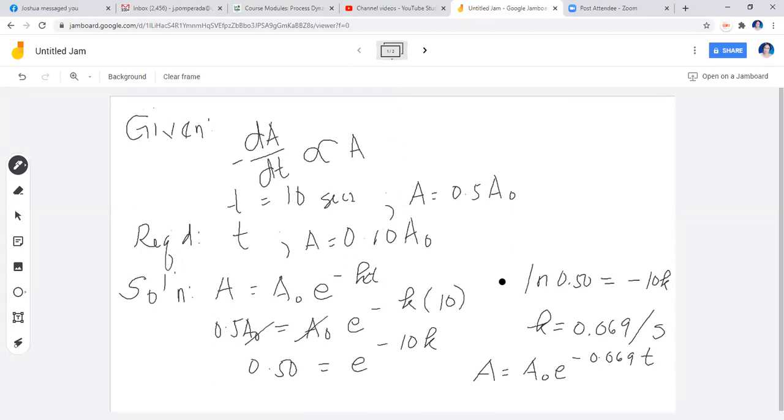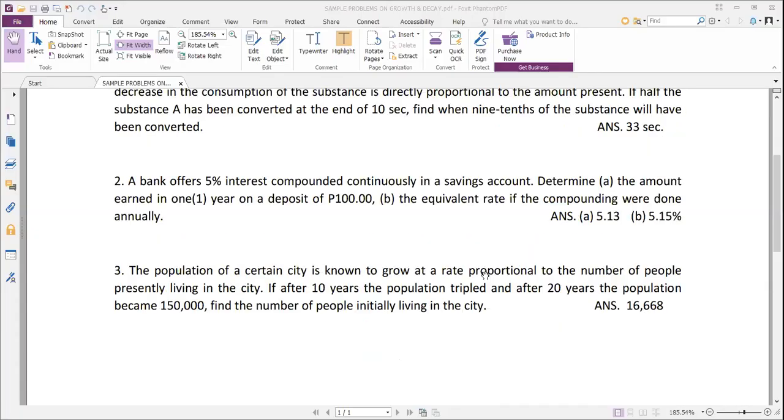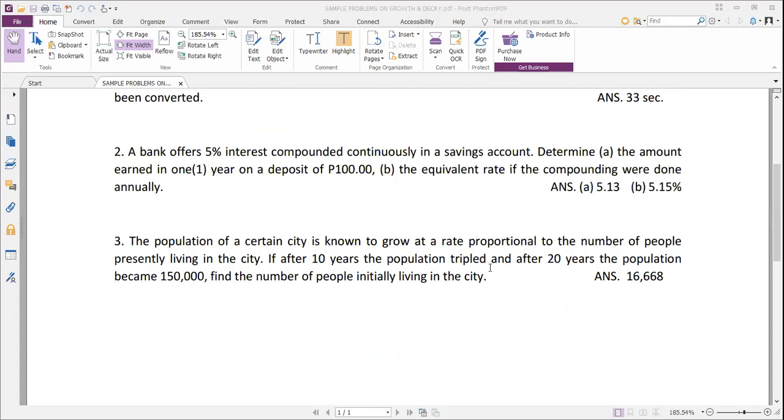Okay, any question for this problem? So you're able to determine how long until 90% would have been converted, meaning the remaining amount of A this time is only 10%. If there's no question, I'll go to the second. Okay, no question. Then I will transfer to a different screen. Okay, so do you see the sample problem again? Yes, miss. Okay, so number 2 talks about money being saved in the bank.